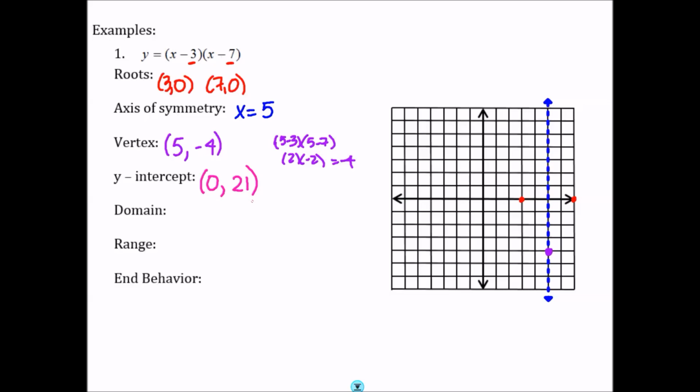So before we do domain, range, and end behavior, let's go ahead and finish graphing. Since a is 1, we know that from the vertex, we're going to go over 1 and up 1. And then we've already got over 2 and up 4. Our next one would be over 3 and up 9, which I can fit on the left side of my parabola, but not on the right side. So then I can go ahead and connect.